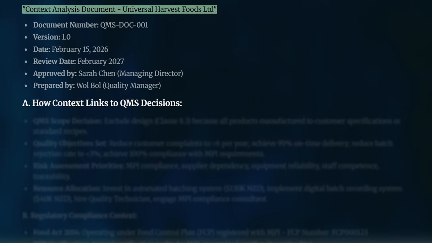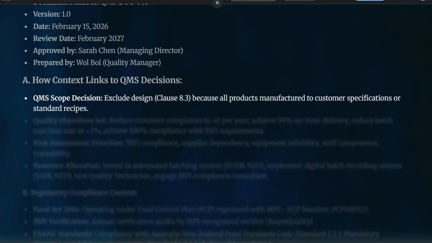First, you start with how context is linked to QMS decisions, right? You must link your context to the QMS, and this gap is a common pitfall that you need to avoid, right? So how does context link to QMS decisions? First, the QMS scope decision. The scope decision is to exclude design, which is clause 8.3, because all products are manufactured to customer specifications or standard recipes.